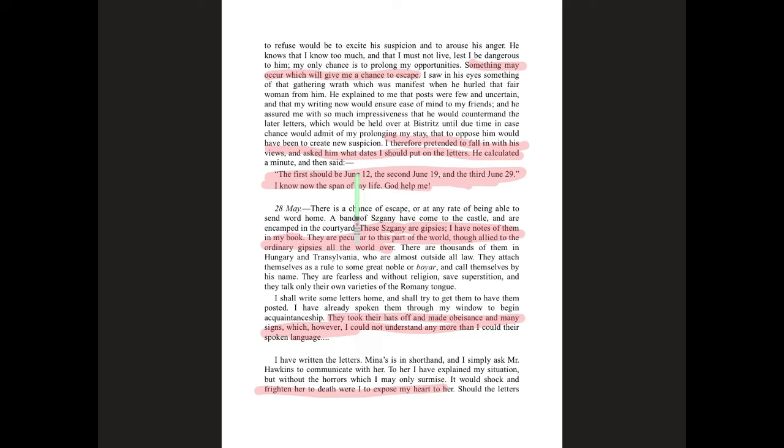"He calculated a minute. The first should be June 12th, the second June 19, and the third June 29. I know now the span of my life. God help me." So that's a little exclamatory sentence there. And then pragmatics being used here to imply, of course, these letters are going to correspond with, well, the latest one. That's how long he's got to live. He's going to be left with the sexy vampire ladies. Dracula's brides is the more official term to use.